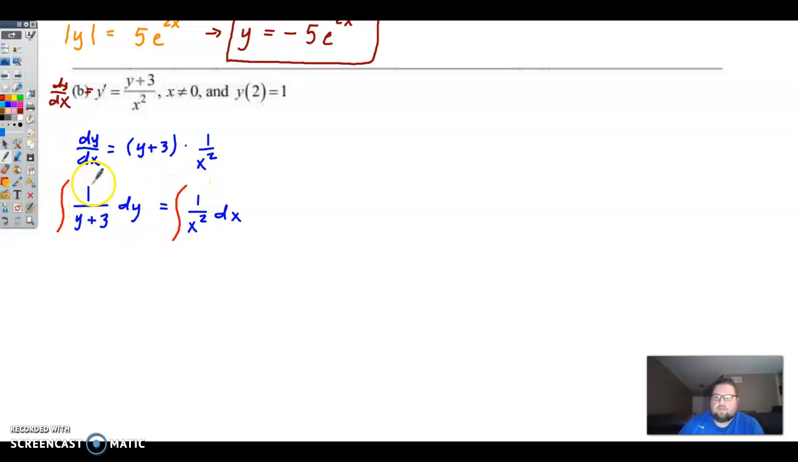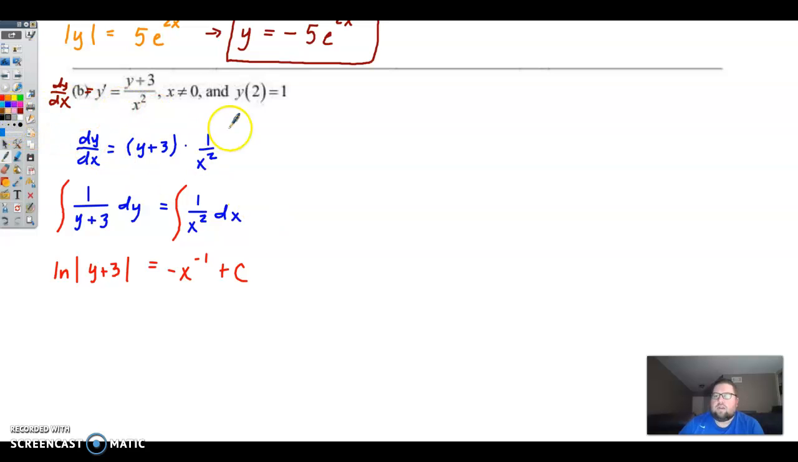Okay, remember when you have 1 over a y to the first power, even if it's added with a constant here, that's going to be a natural log, same as our last problem. So we're going to get the natural log of the absolute value of y plus 3. All right, over here we have an exponent on our denominator, so we are not going to get a natural log here. We're going to use the power rule. This is x to the negative 2, so we add 1 to that and we get x to the negative 1, and then we divide by negative 1, or we just put a negative in front. And then we don't forget our plus c as well.